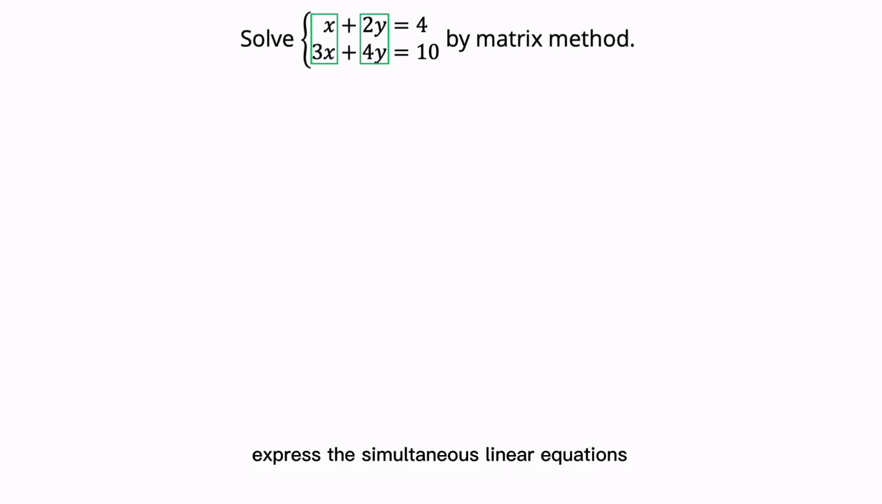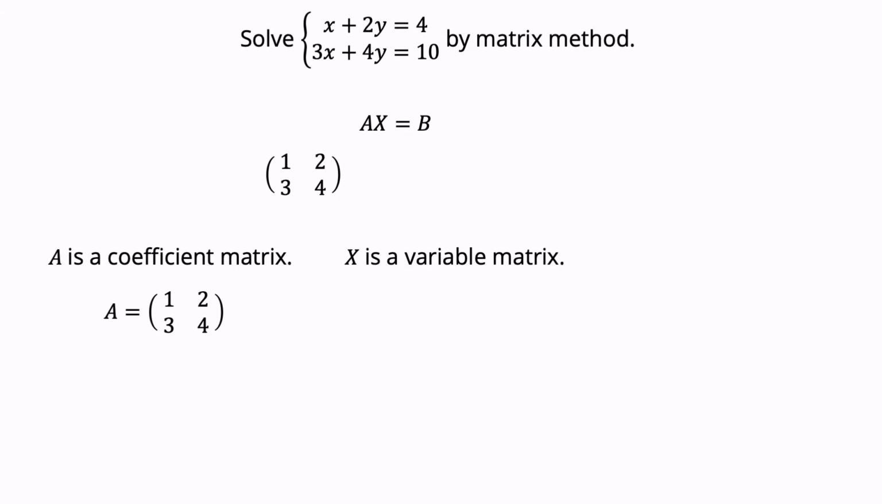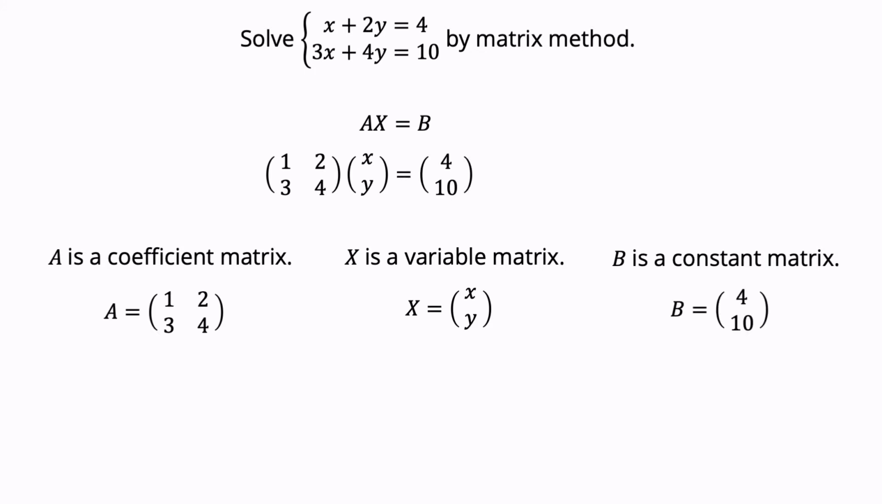Second, express the simultaneous linear equations as a matrix equation in the form Ax equals b, where A is called the coefficient matrix, the coefficients of the first equation 1 and 2, the coefficients of the second equation 3 and 4. X is a variable matrix x and y, and B is the constant matrix 4 and 10. Make sure that one side of the equation is only variables and their coefficients, and the other side is just constants.